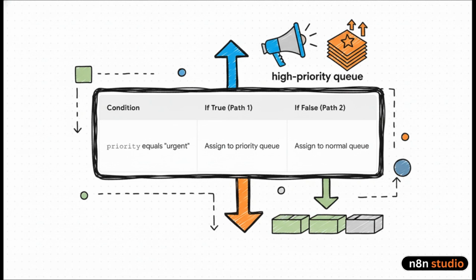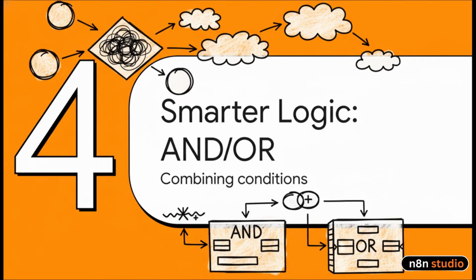If it's true, boom, it gets routed directly to the high priority queue. You could even have it ping your senior support channel in Slack. If it's false, it just goes into the regular old queue for everyone else. This tiny little check can make a massive difference in your team's efficiency, all without anyone lifting a finger. Okay, but what if one simple question isn't enough? Real-world decisions are usually a lot more complex than that, right? You often need to check two or three or even more things at once.